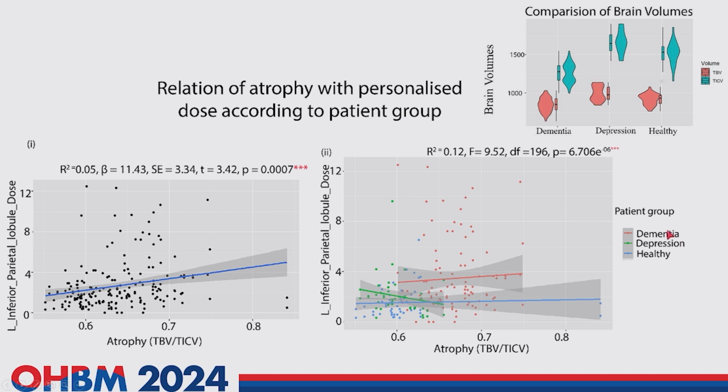And in figure 2, we took the patient group as a cofactor, and we saw a very interesting relation: if you are using personalized dose in your protocol for tDCS, it is very important to consider the pathophysiology of the neuropsychiatric group that you are taking into account.